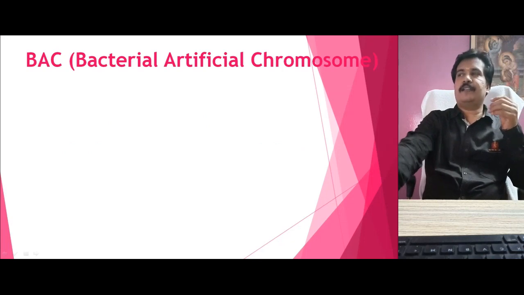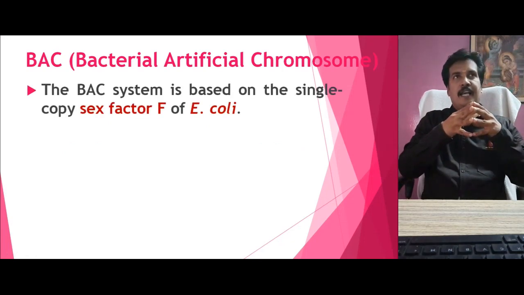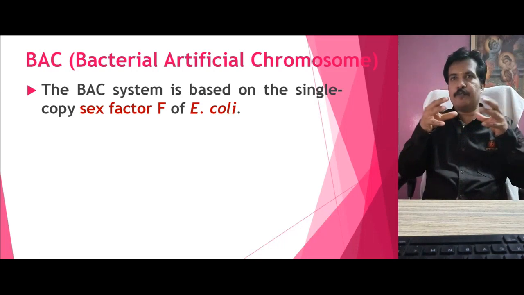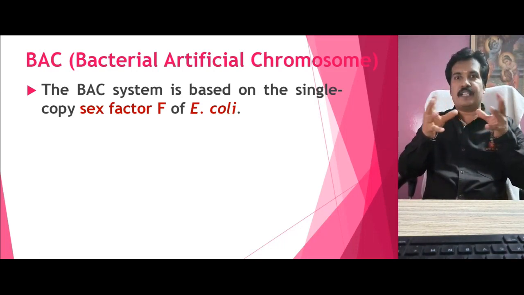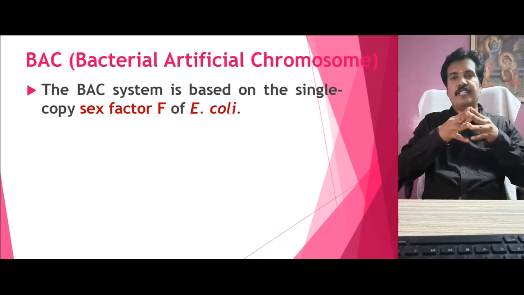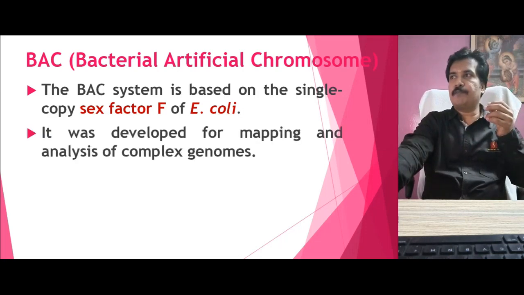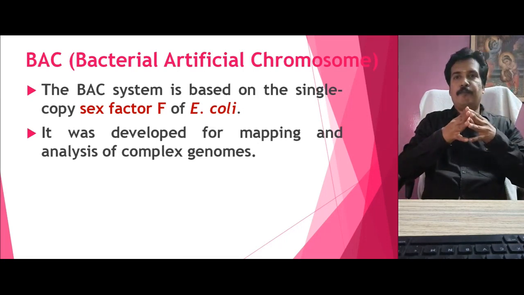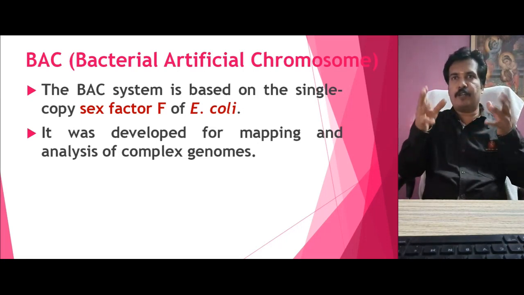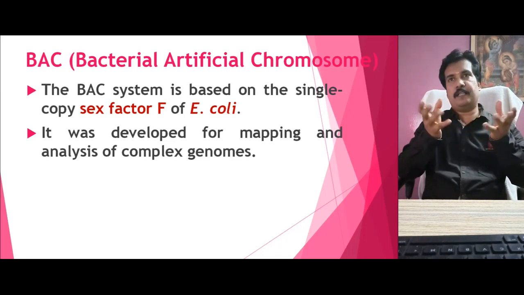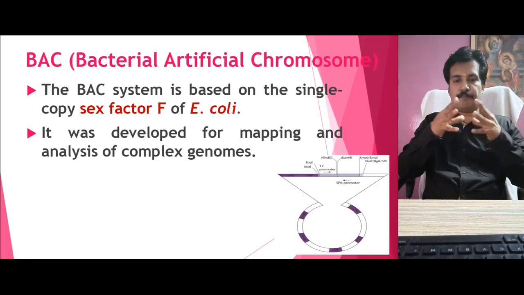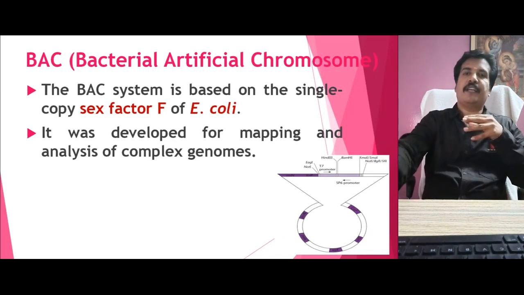So BAC has been designed with an objective that it's like a plasmid. It is a single copy sex factor of F which can be inserted into an E. coli. So the objective of this BAC was development for the mapping and genome analysis of very complex species. So that was the basic idea for which the BAC has been developed.